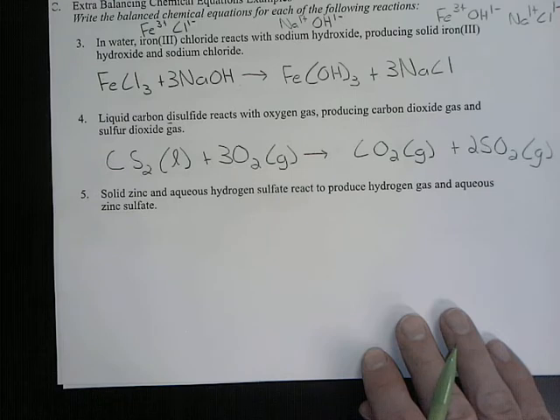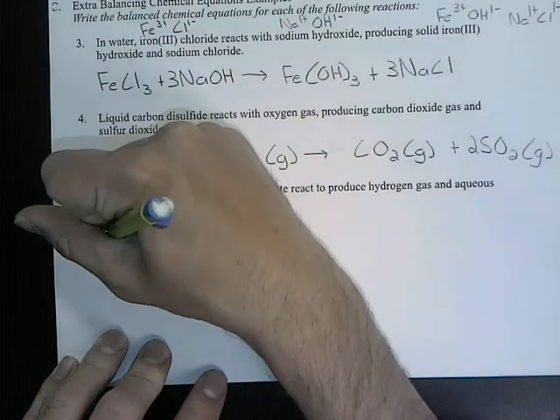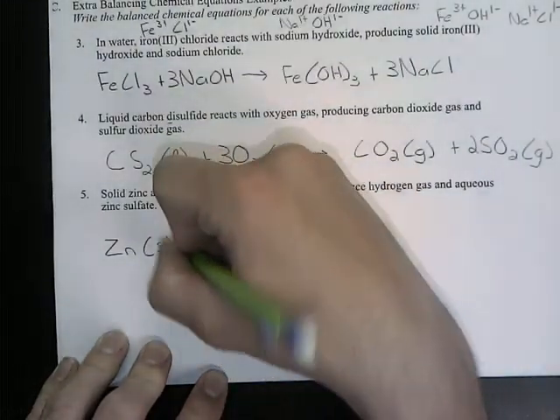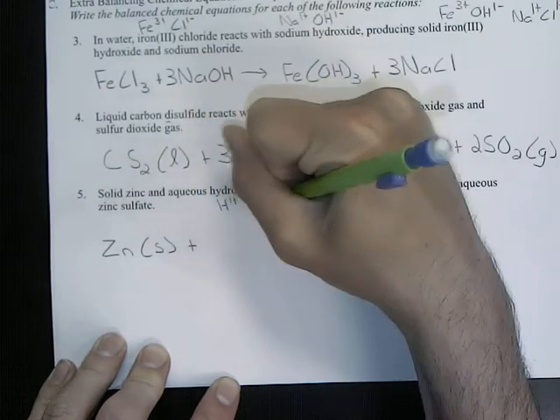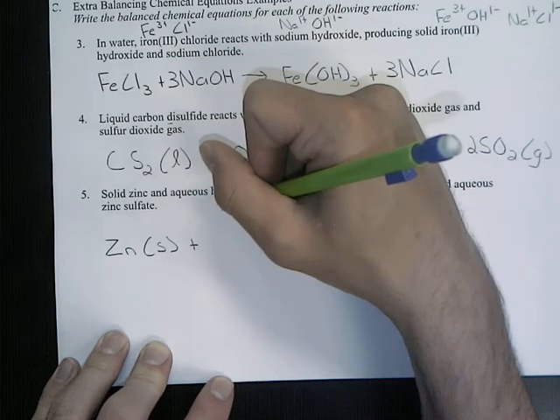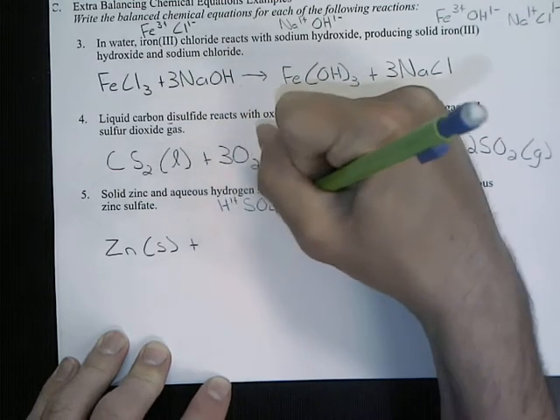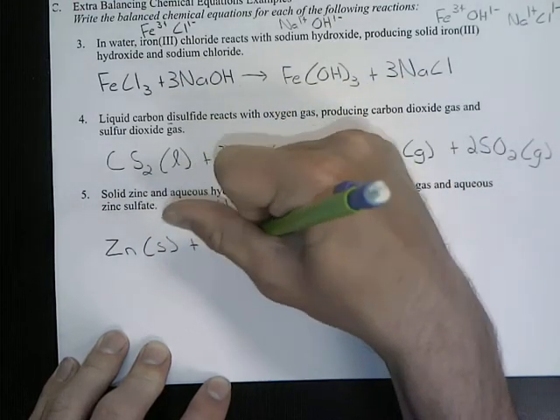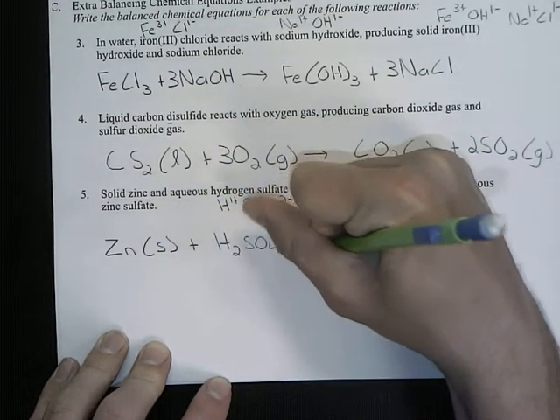All right, so this final problem here says solid zinc and aqueous hydrogen sulfate react to produce hydrogen gas and aqueous zinc sulfate. So we start out here with solid zinc. Well, zinc is written by itself. It's not diatomic, so we can just put Zn in. It reacts with hydrogen sulfate. So hydrogen, remember, had 1 plus. Sulfate, if we look that up on the ion formula chart, we would find that we have SO4 with a 2 minus charge. So hydrogen sulfate would be H2SO4. It is aqueous, which you can look back on that table as aq.